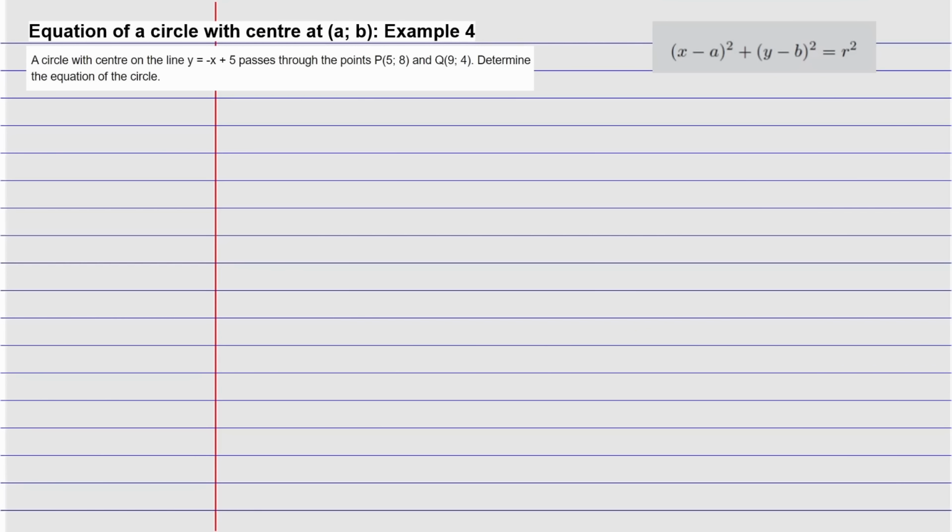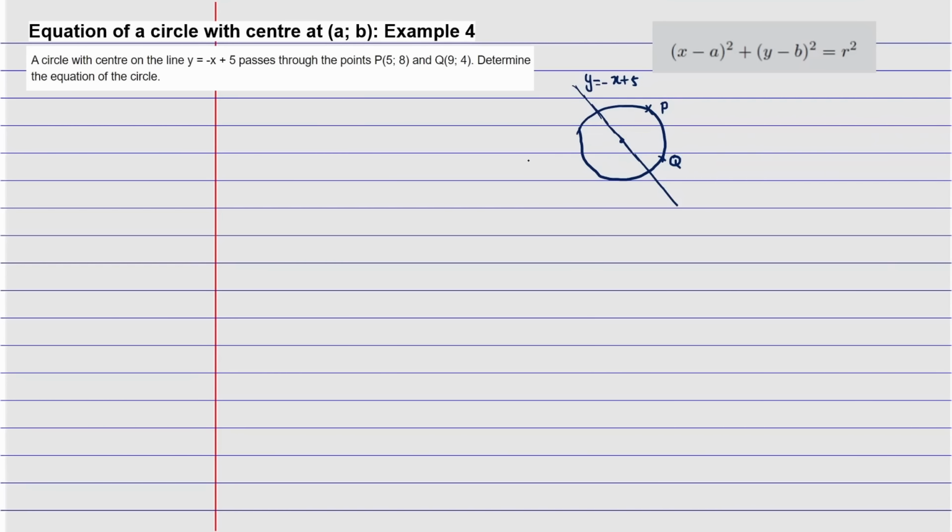Just to see it visually, let me show you what's happening here. You have a circle, and you have your center. Then there's a straight line passing through this center. This line y is equal to negative x plus 5 is passing through the center. Then there's a point P, and I'm just going to do it randomly, and a point Q somewhere. So this is how the situation looks. Now you need to determine the equation.